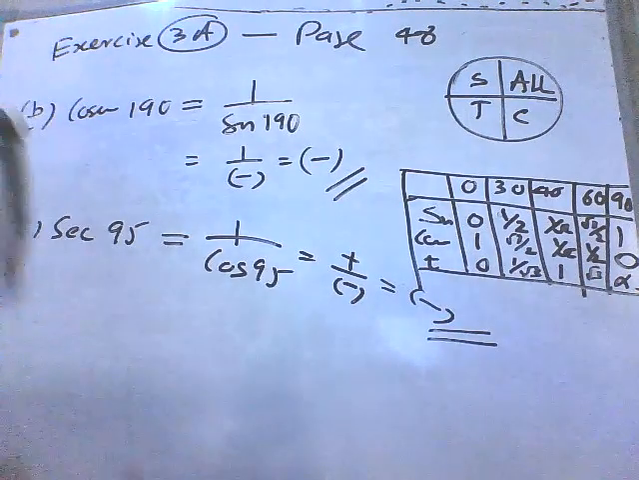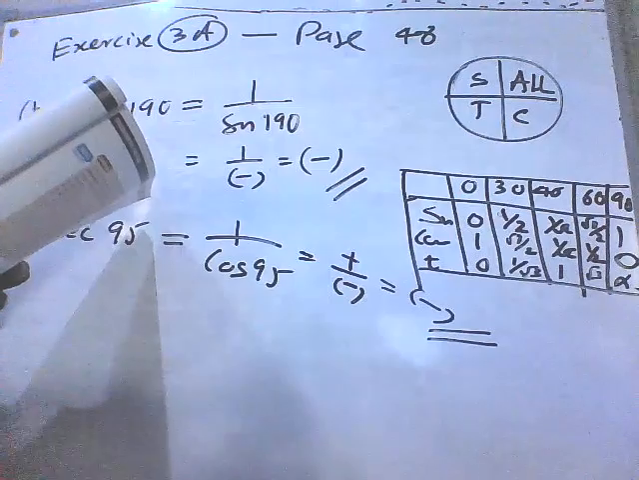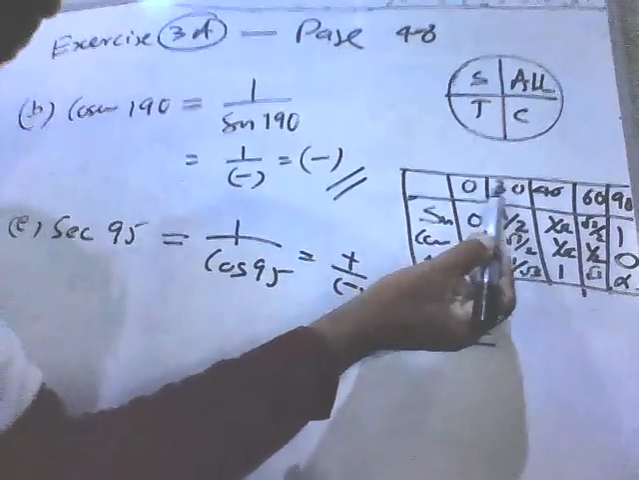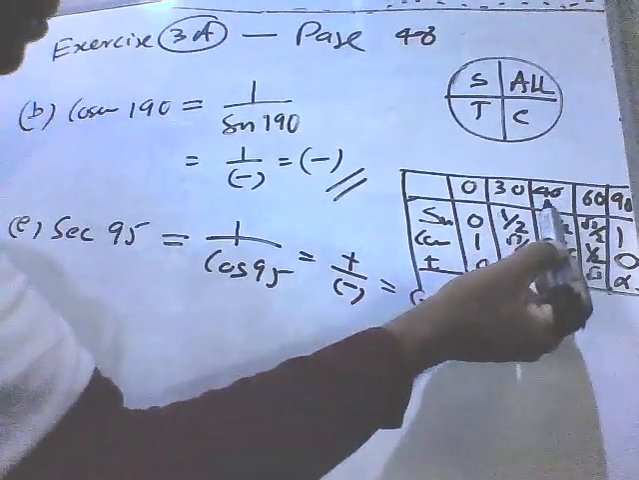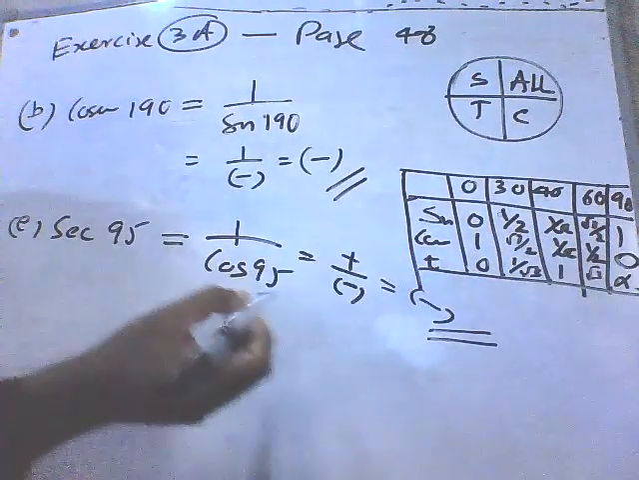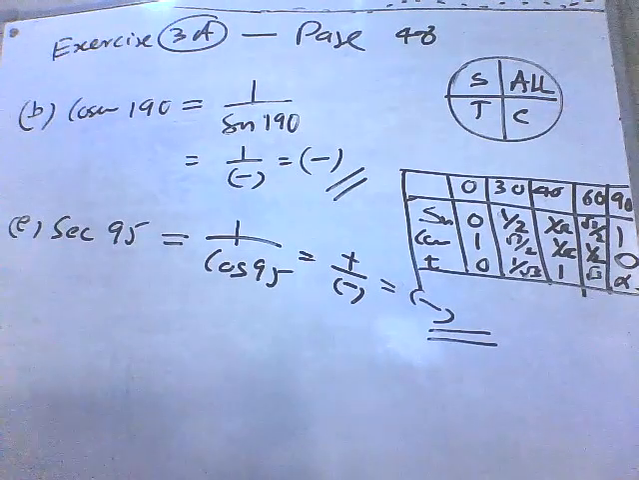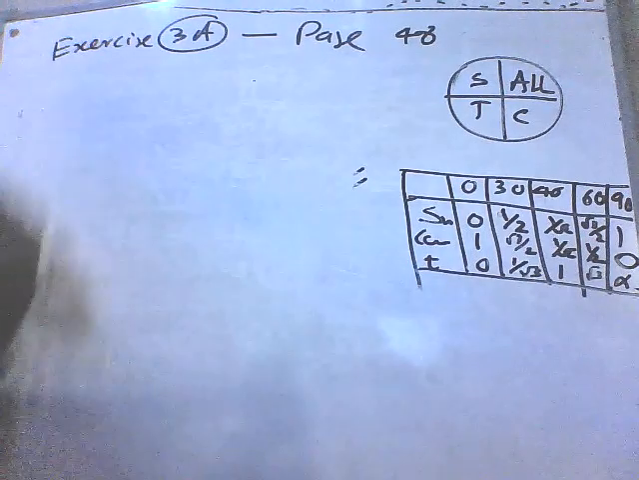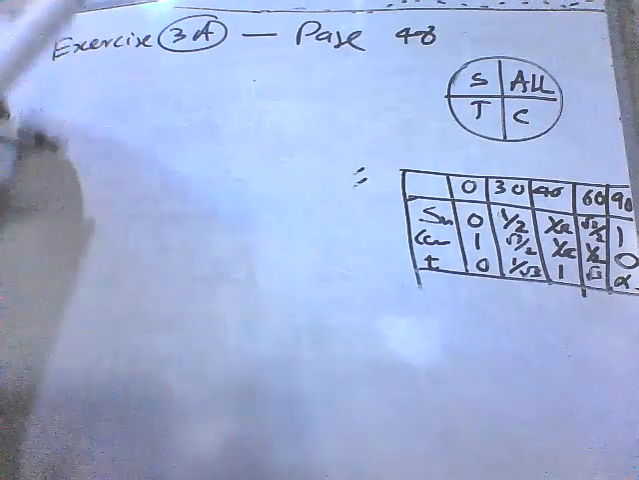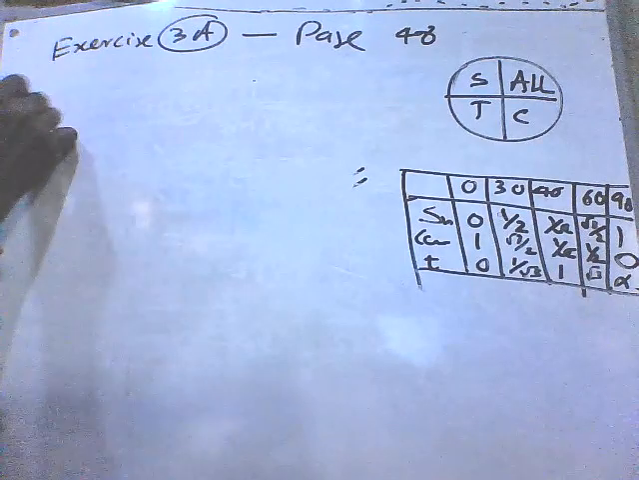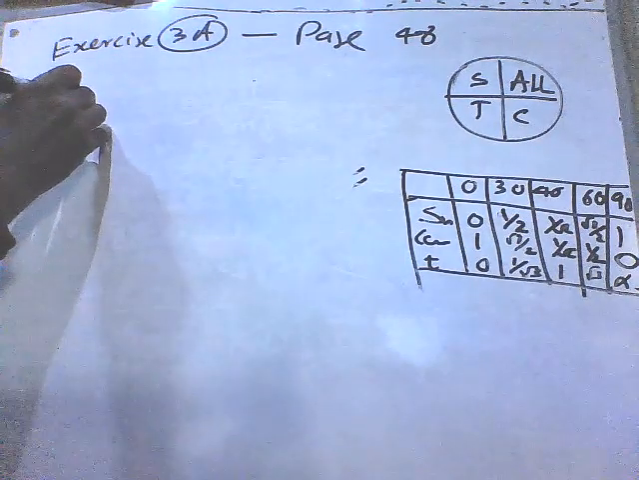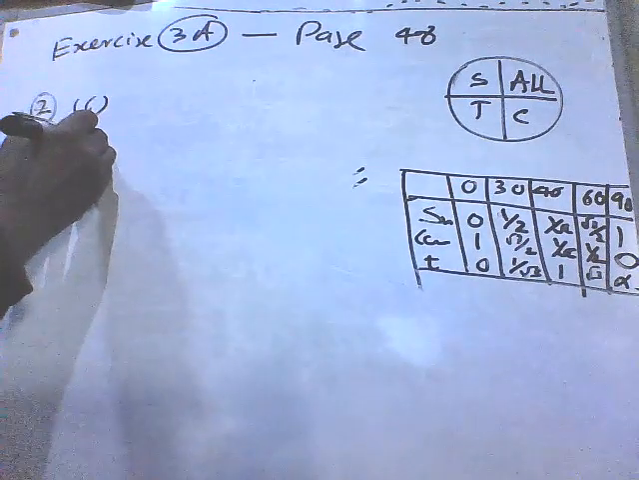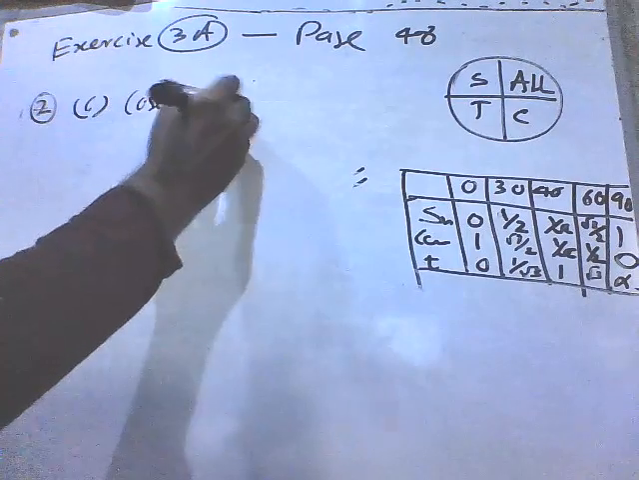Now question 2, right? Using your calculator. So surely they will not give angles involving 0, 30, 45, 60 and 90. They will give other values for angles. So those things we have to put into the calculator, right? So we have here question 2. We'll take part C. It says cosec 280, cosec 280.